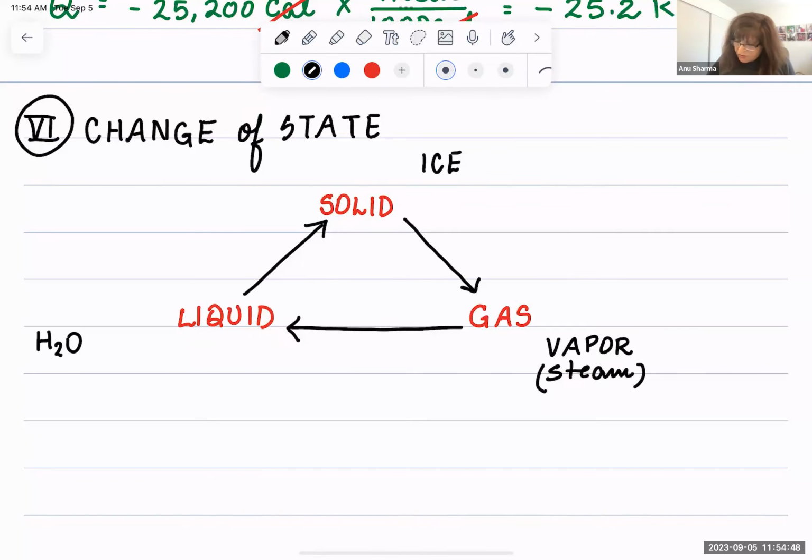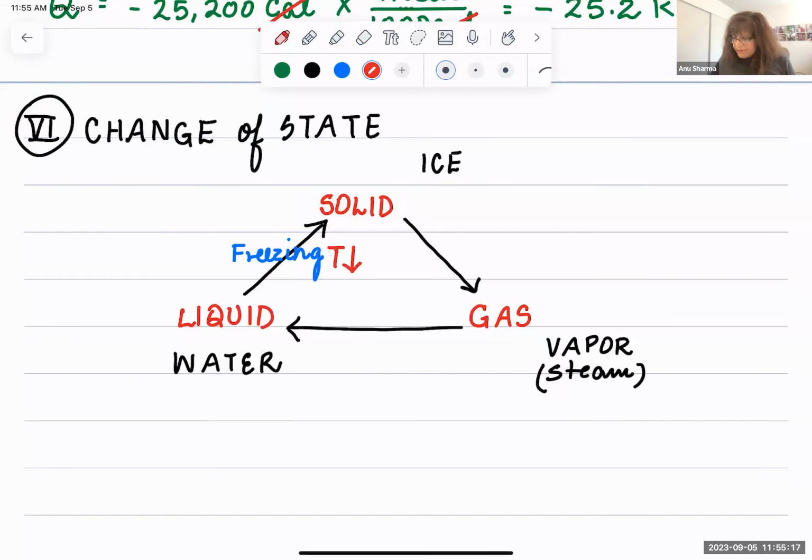So this is the water. What is it called when water becomes solid? Freezing, right? So this process is called freezing. And freezing always occurs when the temperature goes down.